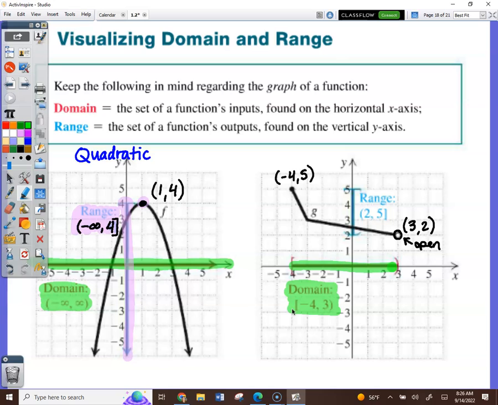For the range, turn your head sideways, look at the y-axis, and visualize like a magnetic force pushing it into the y-axis, and then you can see, okay, so my lowest y value is 2, and my highest y value is 5, but I don't actually touch the 2, so I need to put parentheses on the 2. So this is your range, and I'm going to write over it. It's actually parentheses 2, 5 with a bracket on the 5.